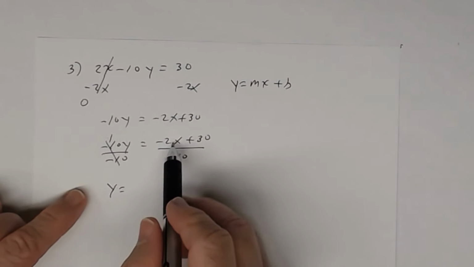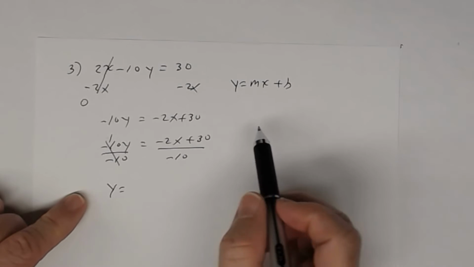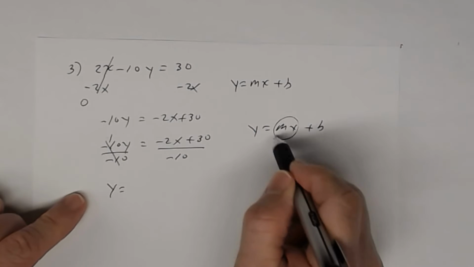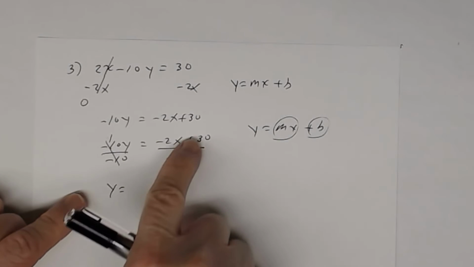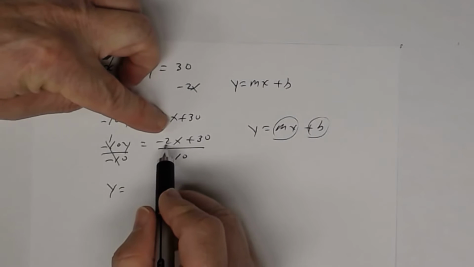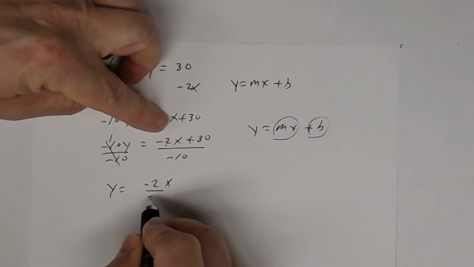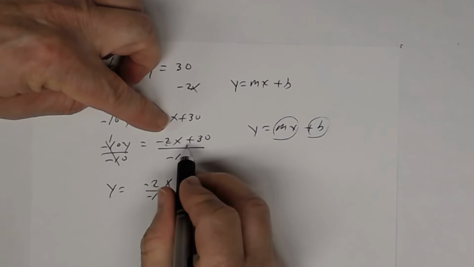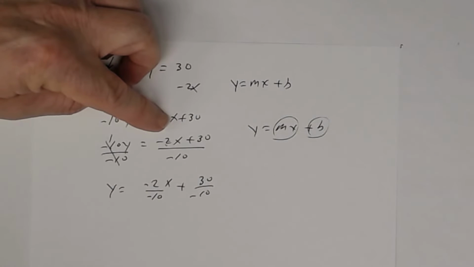Equal. Now remember, just like we saw a while ago, you're going to rewrite this as 2 separate fractions because you want, remember, y equals mx plus b. You want to write it as 2 terms, okay? So you want to write it as 2 fractions. All right, so let's go ahead and do that. So the first one, you're going to say negative 2x divided by negative 10. This divided by this, okay? Plus 30 divided by negative 10, okay?